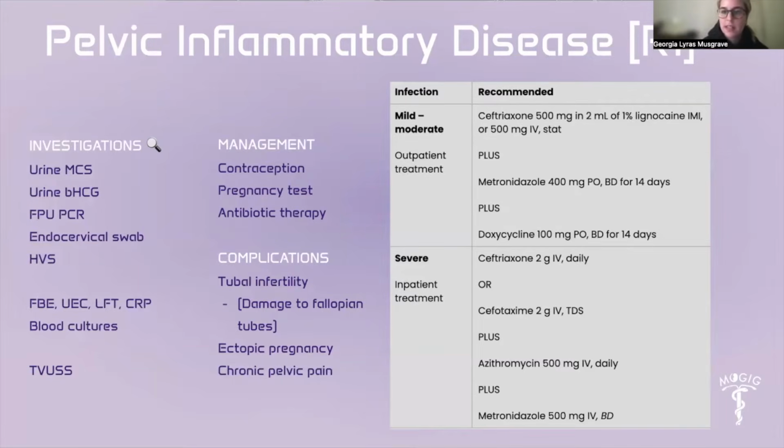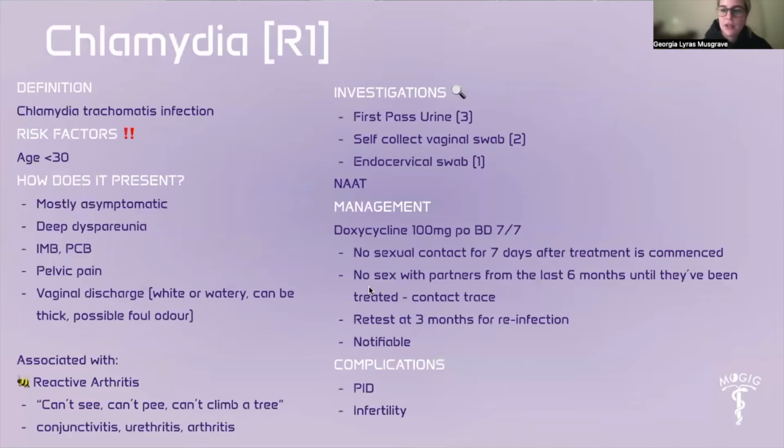This is the recommended treatment from the Australian STI guidelines. So for outpatient treatment, you're looking at a stat dose of ceftriaxone and then oral metronidazole and doxycycline. For more unwell people requiring inpatient treatment, you're looking at ceftriaxone or cefotaxime, plus azithromycin plus metronidazole, and those are all IV. On to chlamydia.